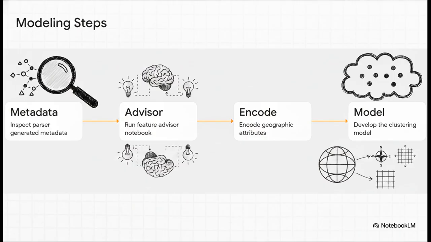First, we inspect the metadata that was generated by the parser. Next, we run a brand new notebook, feature_advisor_SBA_example.ipynb. This component is incredible. It acts as a featurization advisor, serving up tailored recommendations on what actually makes sense for this specific, unique dataset. Following those recommendations, we then explicitly encode our geographic attributes into those latitude and longitude variables we found earlier. And once those spatial features are totally locked in, we can finally start developing our clustering model.